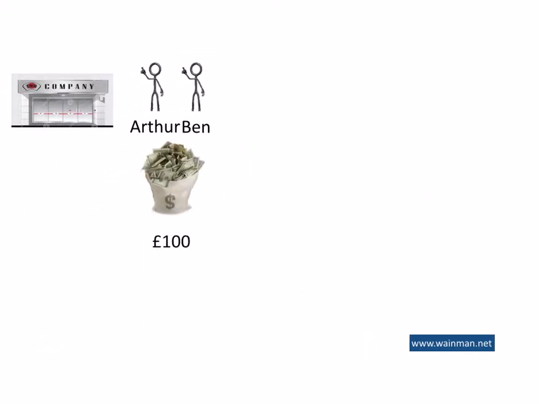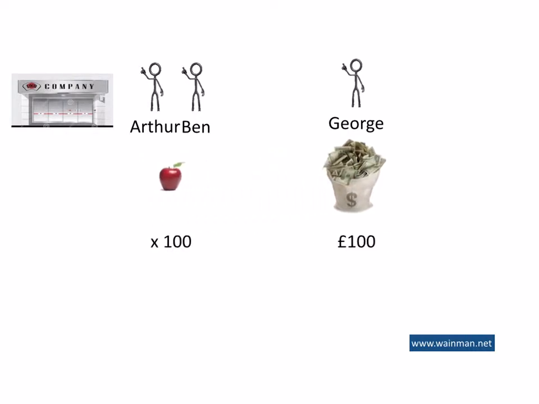Arthur and Ben take their £100 and go to meet George, who is selling apples for £1 each. Arthur and Ben agree to buy 100 apples in exchange for £100 in cash. Now, who owns the apples? Arthur and Ben, of course, or at least their company does. And what do they want to do with the apples? They want to sell them.